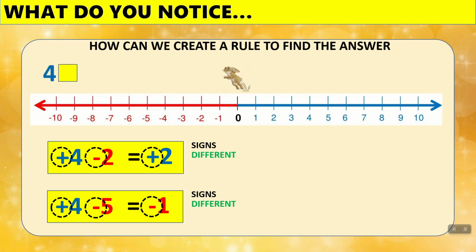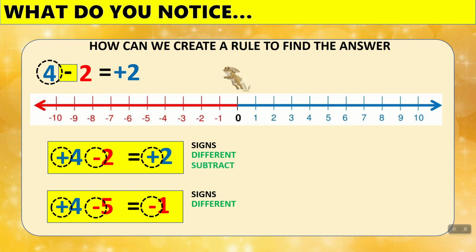For what operation 4 and 2 gives us 2? What operation would need to be in the yellow box in order for this statement to be true? 4 plus 2 is not 2, so it can't be a plus. 4 minus 2 is 2, and there's our answer. But which one of these two numbers here is bigger, 4 or 2? This will determine whether the 2 in our answer is a plus 2 or a minus 2. Well, we know 4 is bigger than 2, and since that is positive, our answer is also positive.